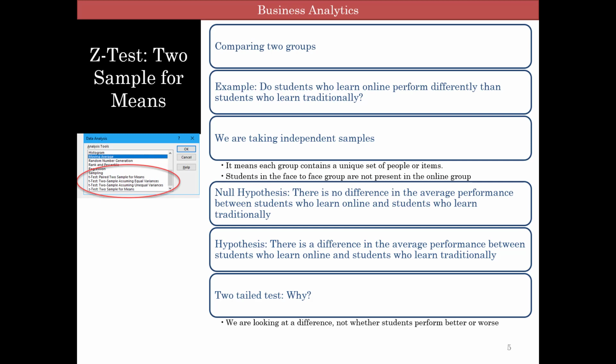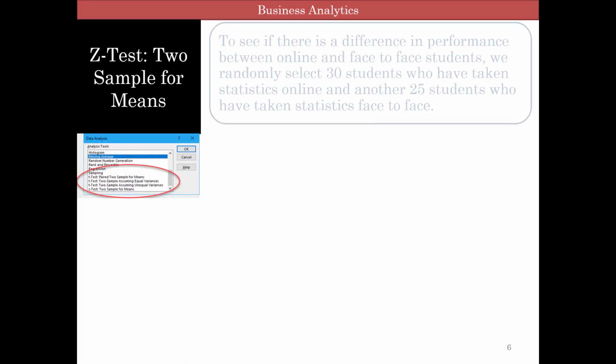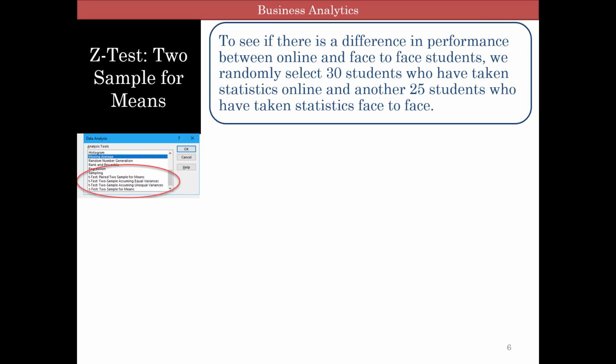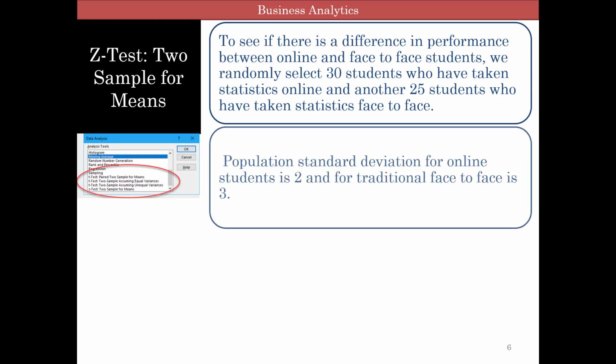So the next slide, we're going to state the entire problem. It's to see if there is a difference between online and face-to-face students. We are randomly taking 30 students who have taken a class in statistics online, and another 25 who have taken statistics face-to-face, traditionally. So we have two groups here: 30 who are doing it online and 25 who have taken it face-to-face. We also know, and this is basically from past data.